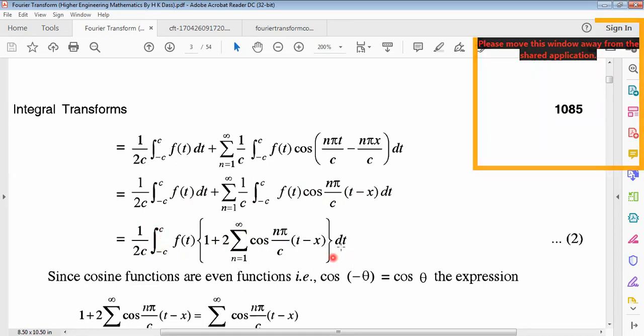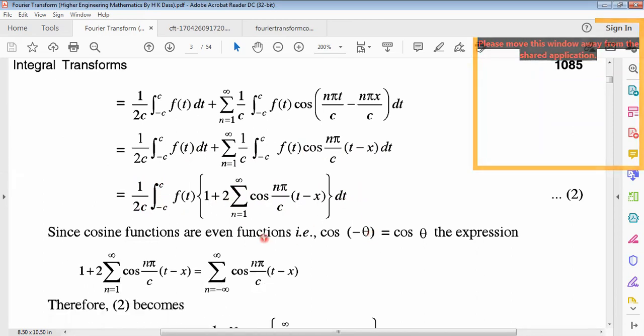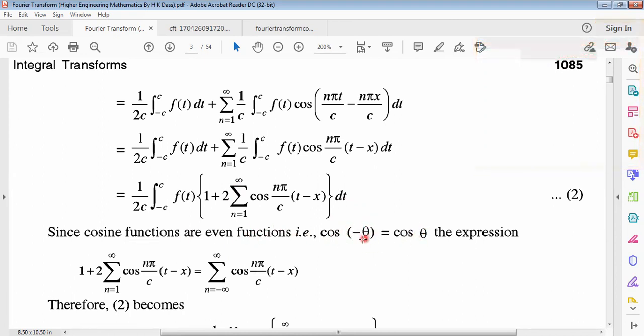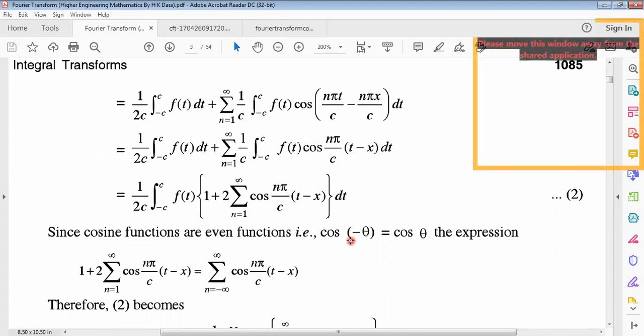That means this integration is with respect to t. Since the cosine function is an even function, you must know, because cos of minus theta equals cos theta. You must know from our first lecture on Fourier series the definition of an even function: if f of minus x equals f of x, then it is an even function. So cos of minus theta equals cos theta. This is why it is an even function.